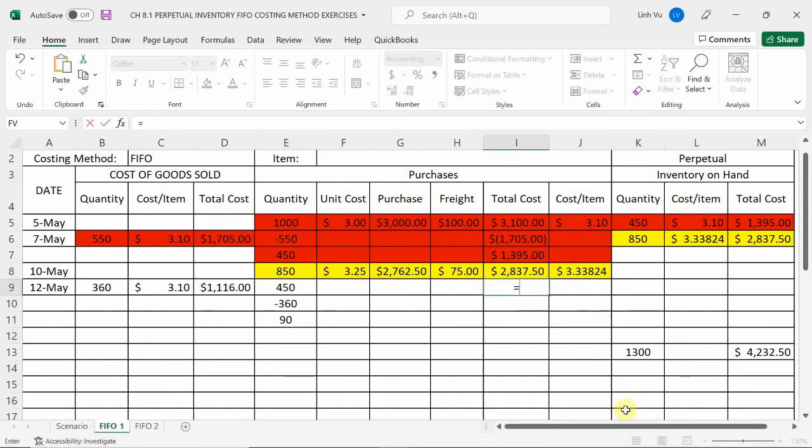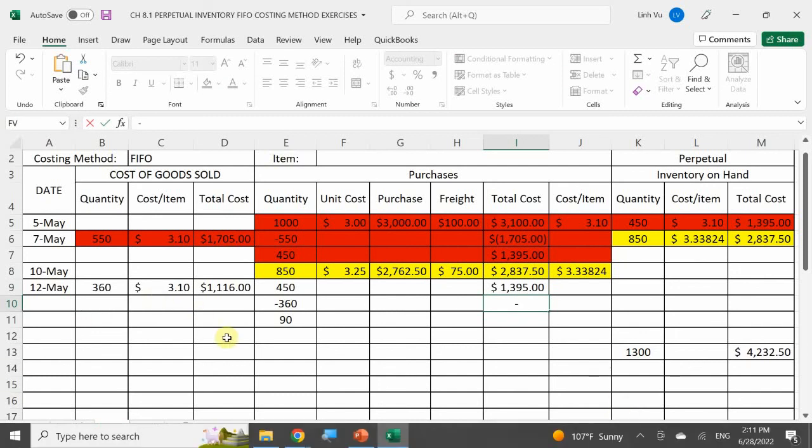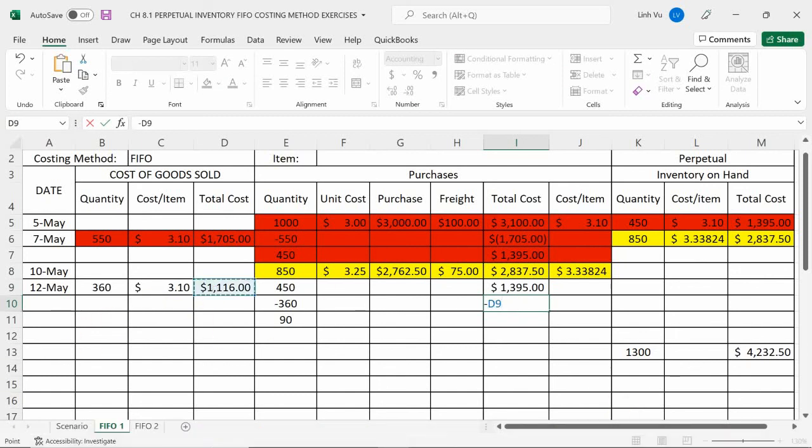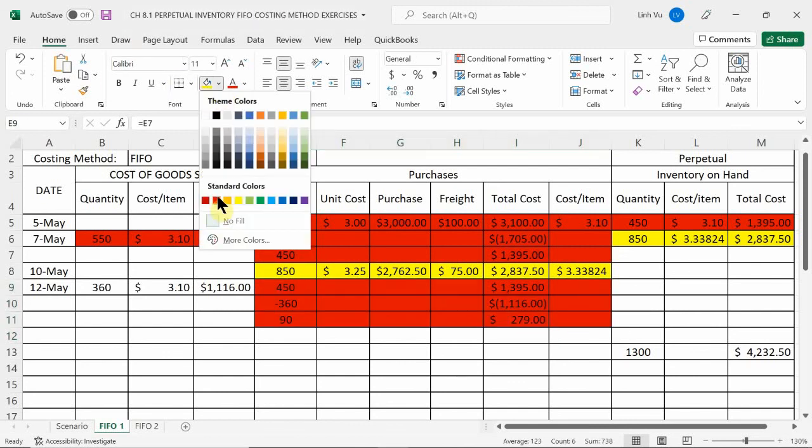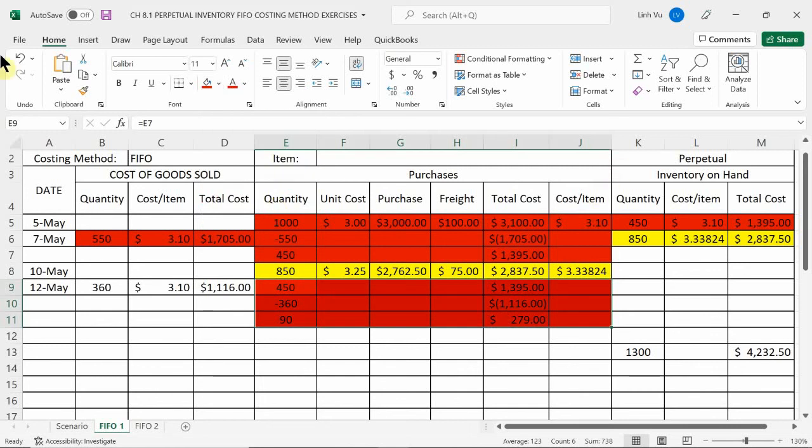Okay. Same thing here. If I started with 1395 and I just sold 1,116, how much should I have left? 279. Okay. And this was all my red batch of inventory. This one too, right? This one came from my red batch of inventory.